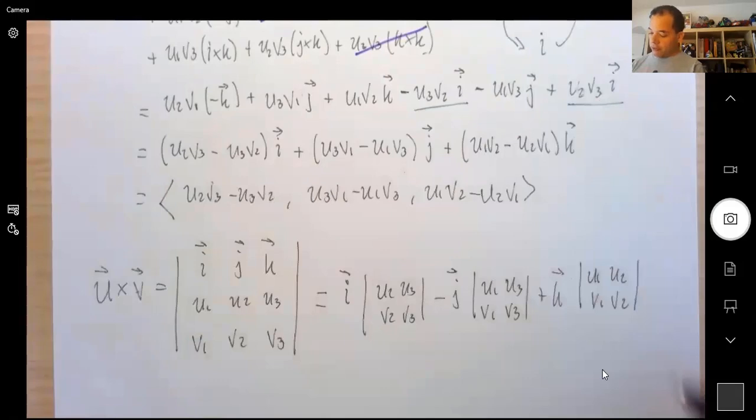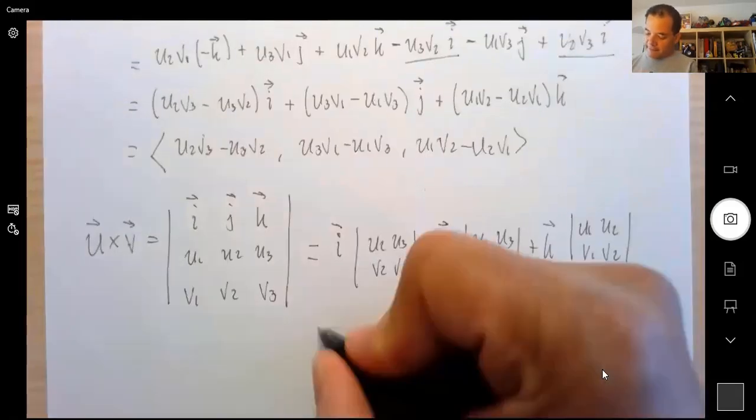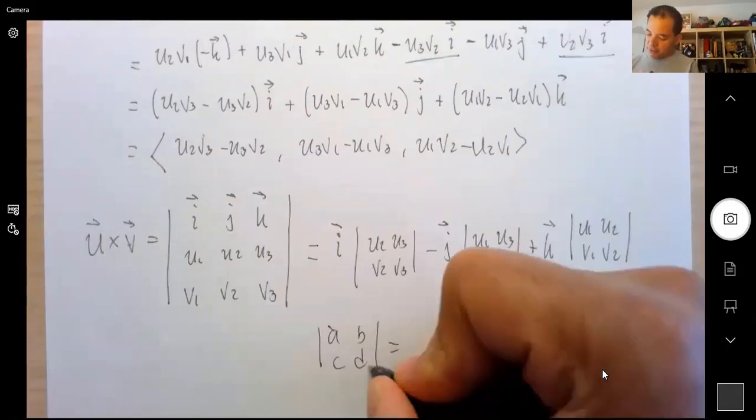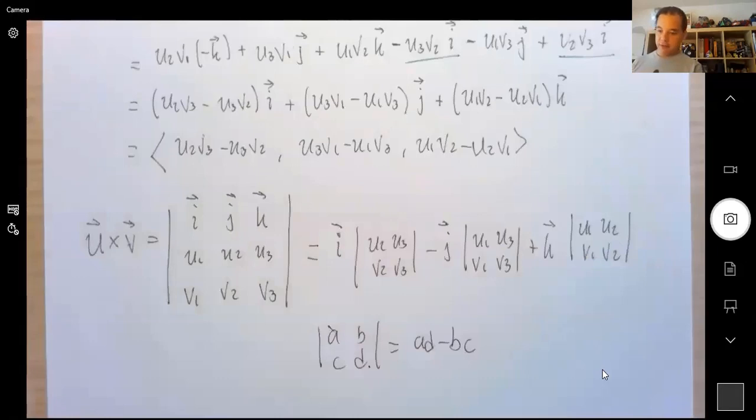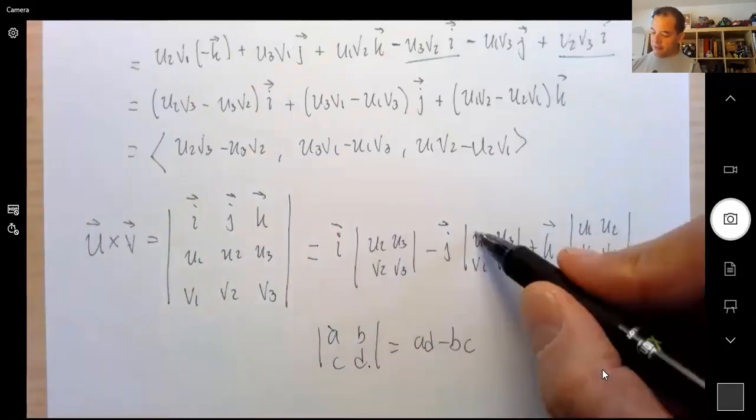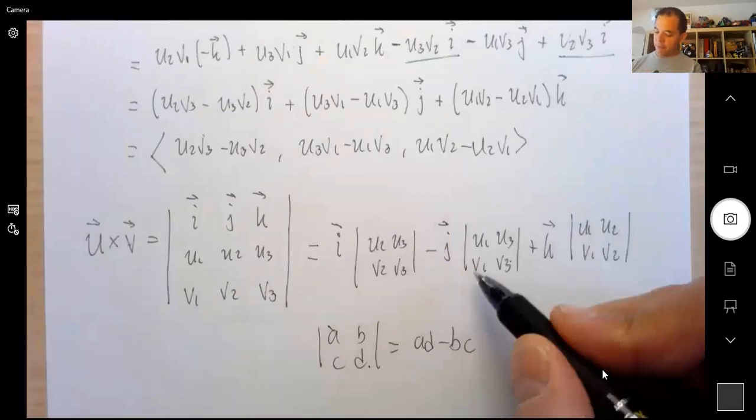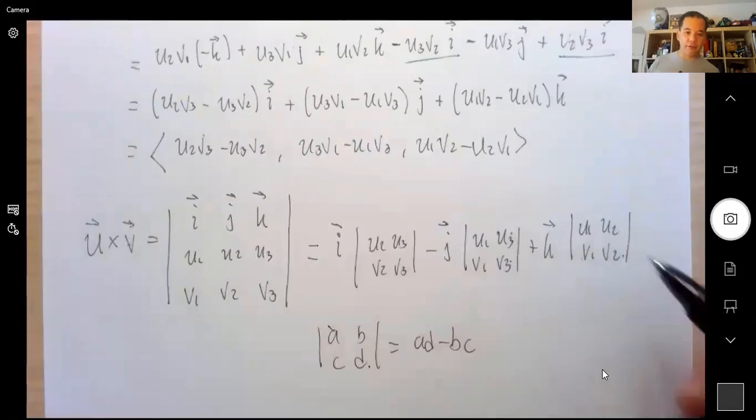And then the way you do these ones is super easy. So you want to do A, B, C, D. What you do is you multiply these two and you subtract these two. So it's AD minus BC. So multiply these two minus the product of these two. Multiply these two minus the product of these two. That's how it works, all right?